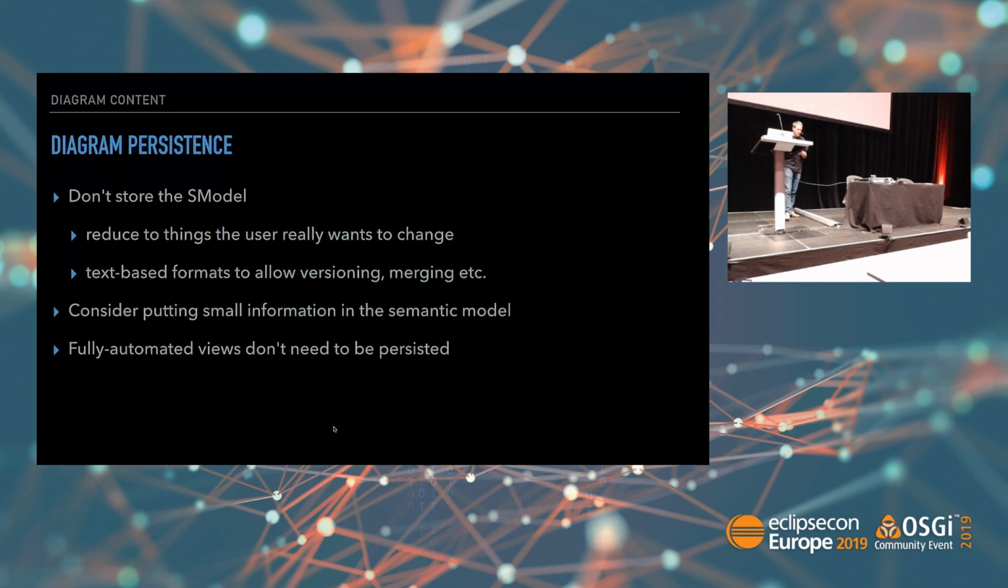So what are the takeaways here? It's a matter of what kind of interaction with the diagram you choose, whether you actually need diagram persistence, and how you do it. If you persist diagram information, choose a model. Don't just persist the diagram model, but use some reduced form of it that is human readable and can be processed with the usual text-based versioning tools. And yeah, if you go fully automated, so for these full views, you don't need any persistence.